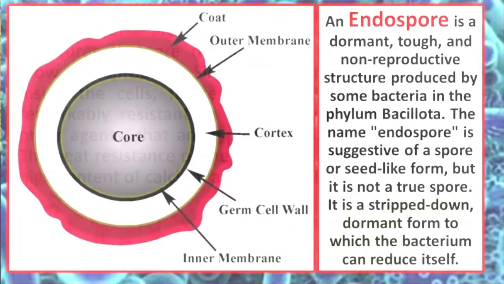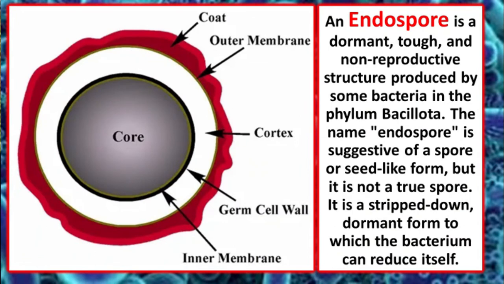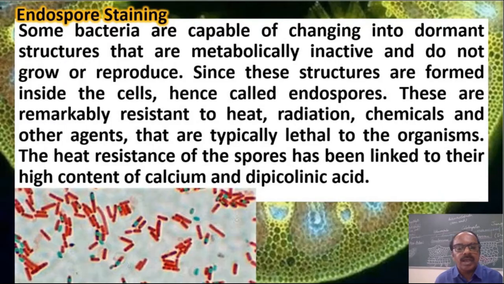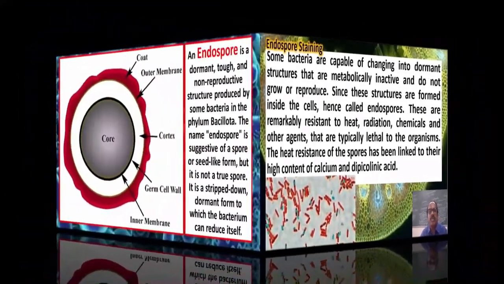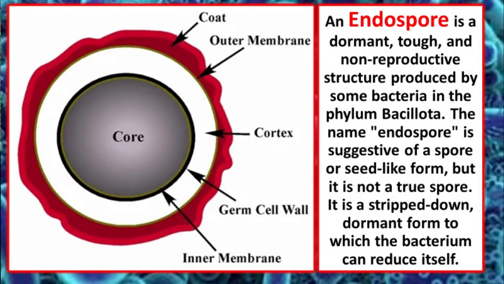These structures have remarkable resistance to heat, radiation, chemicals and other agents that are typically lethal to the organisms. The heat resistance of these spores has been linked to their high content of calcium and dipicolinic acid. So because of the high content of calcium and dipicolinic acid, the bacterial cells in endospore condition are highly resistant to external factors, and that's why they are able to survive even during unfavorable conditions.